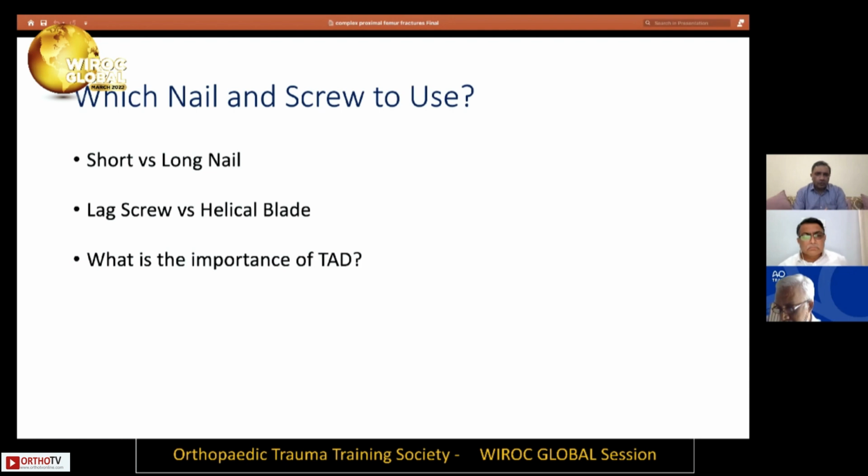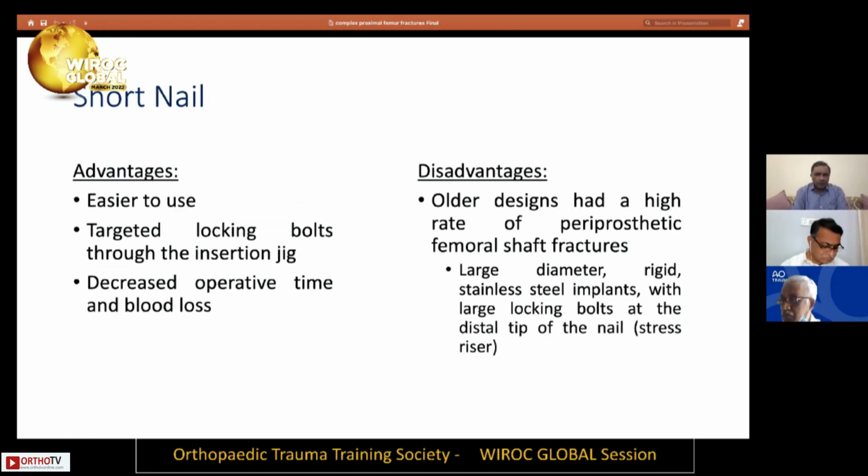And we also look at the importance of tip apex distance while you are using a nail. So what are the advantages of a short nail? It's easier to use. You have a jig through which you can distal lock it, and operative time is probably less.